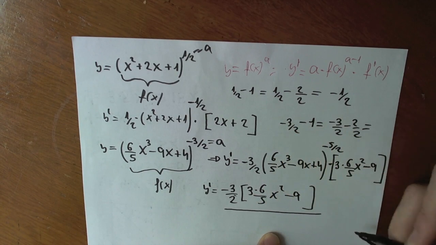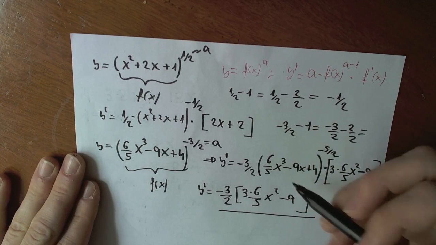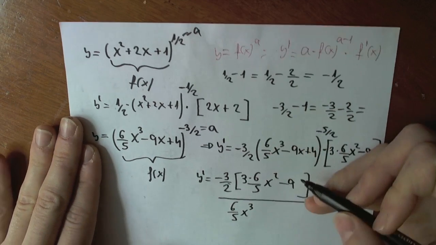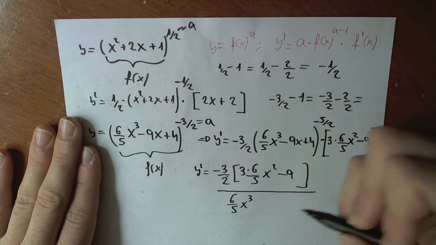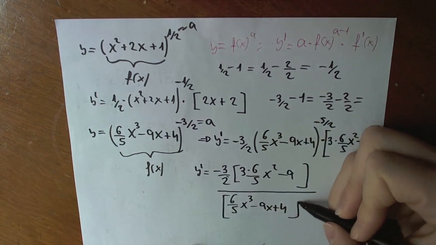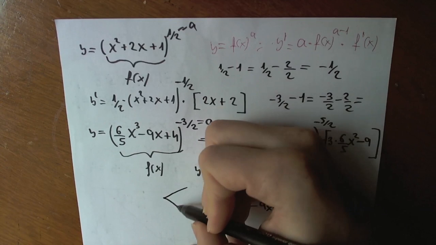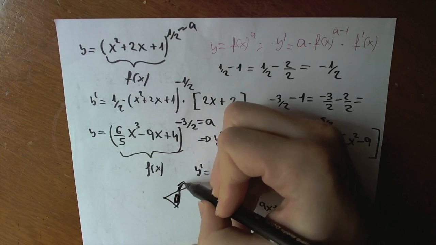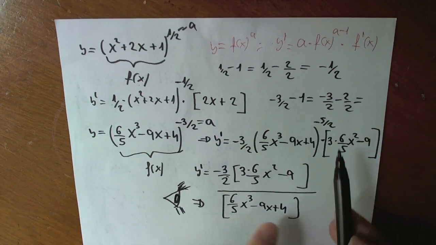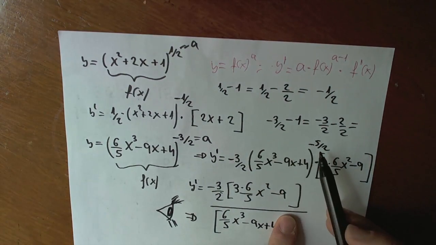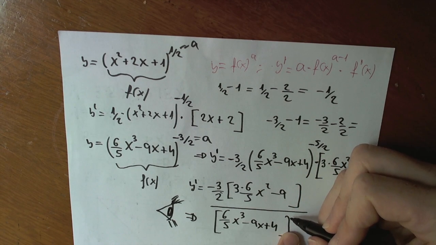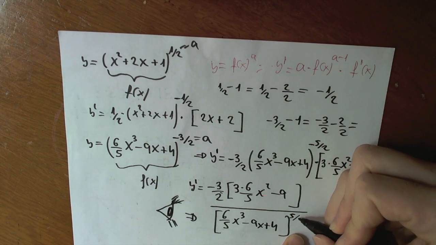So to the denominator goes this function, 6 divided by 5 x to the power 3 minus 9x plus 4, and you must be very careful with this exponent here, you cannot forget about it. If in the numerator the power is minus 5 divided by 2, in the denominator the power is 5 divided by 2, positive.